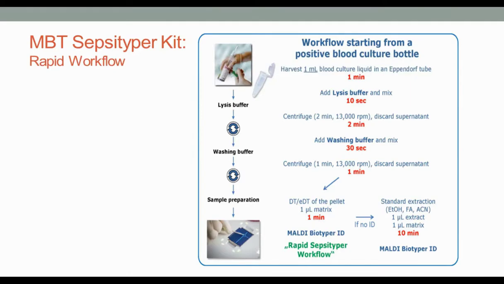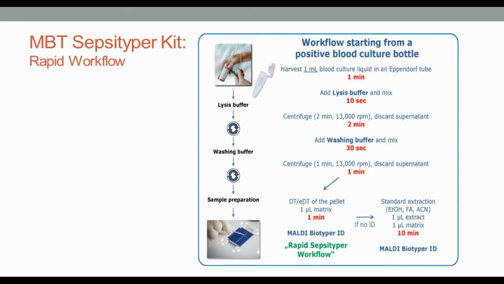To perform an identification using the Sepsityper, there is some sample preparation that must occur. First, 1 ml of the blood is removed from the positive bottle and placed in a conical tube. Lysis buffer is added and mixed for 10 seconds. The sample is then centrifuged for 2 minutes, and the supernatant is discarded. After adding a wash buffer, the sample is mixed again and centrifuged for 1 minute.